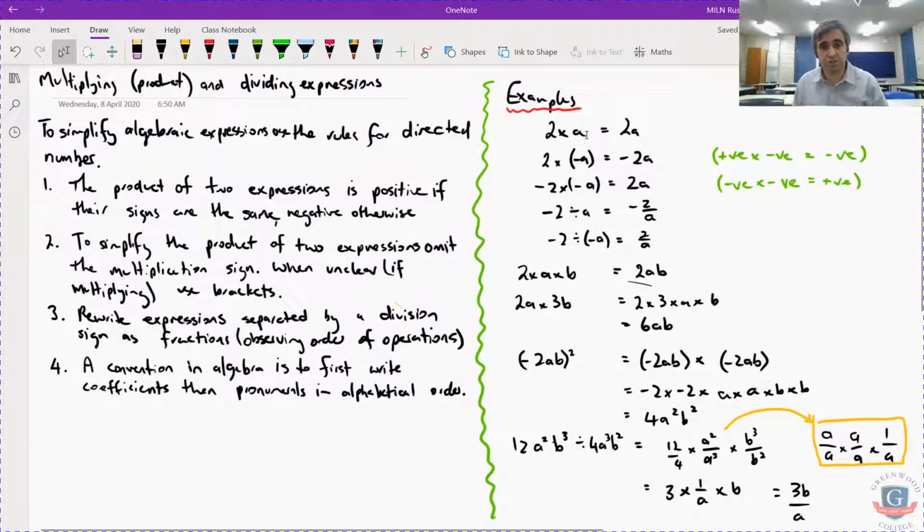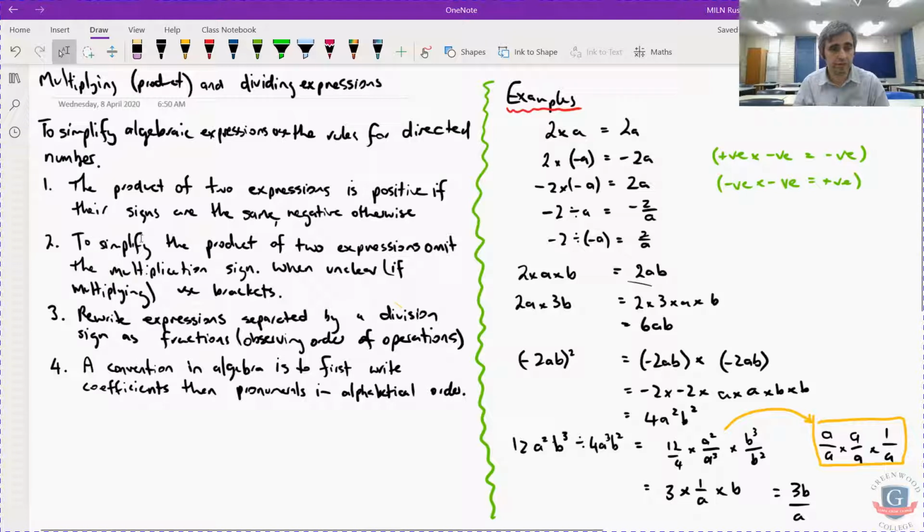The coefficient has a positive sign, the a has a positive sign, the answer is going to be positive. The coefficient has a positive sign, the pronumeral has a negative sign, positive times negative will be negative, different signs. Negative 2 times negative a, we have two negative signs, the answer will be positive, just like it was with multiplying negative numbers. And the same goes for division. If we've got a negative and a positive, the answer will be negative. If we've got two negatives, the answer will be positive.